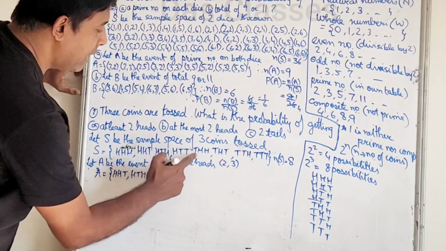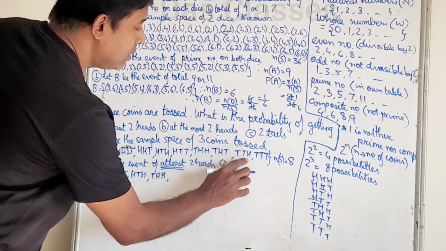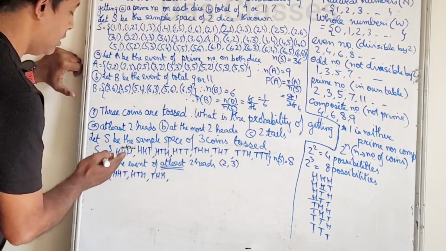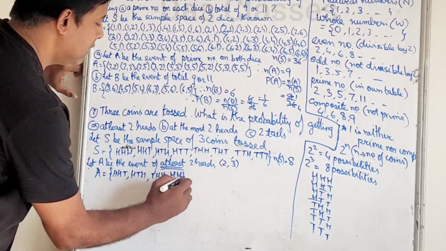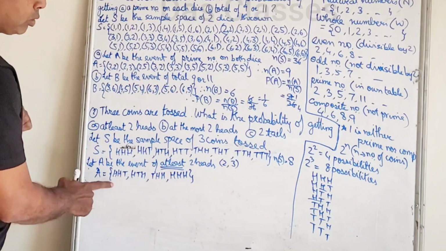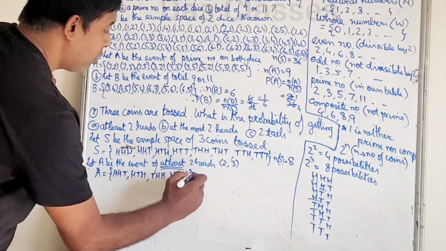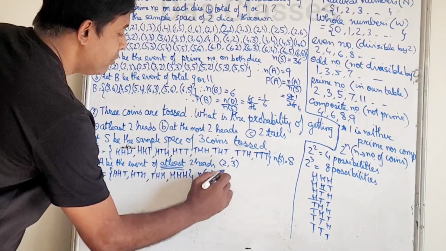This one is only 1 head: tail, head, head. This is 1 head, this is 1 head, this is no head, this one has 3 heads. So these will be the possibilities. 2 heads, these are the possibilities of 3 heads, 2 heads or 3 heads is this one. So the number of events is going to be 4.